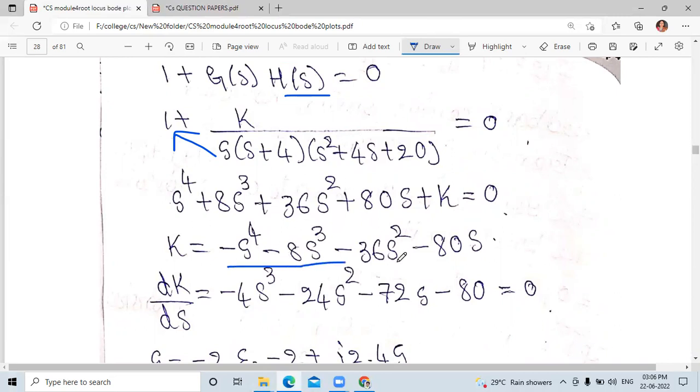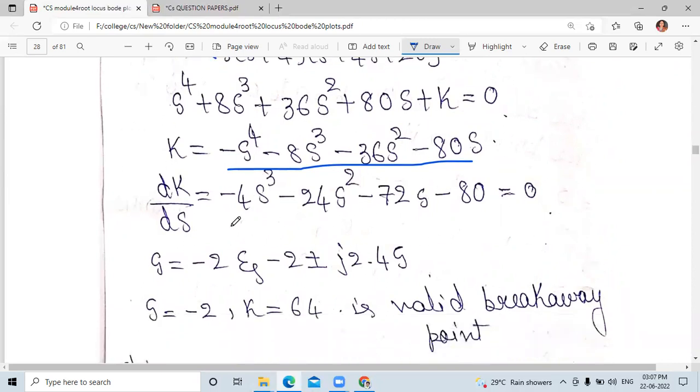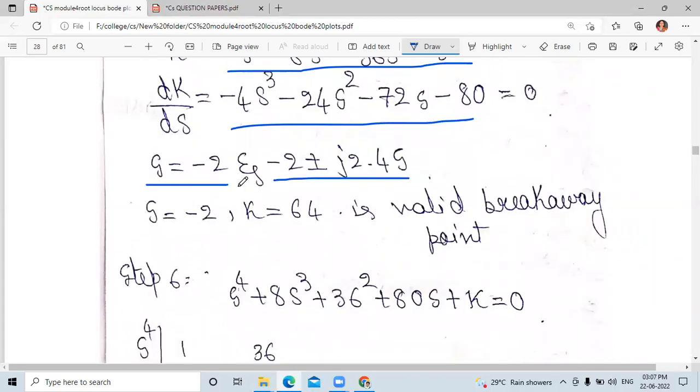So this equation will become minus, and you differentiate this equation with respect to s. What you'll get is minus 4s cube minus 24s square minus 72s minus 80 equals 0. So what are the roots of this equation? We get s equals minus 2, and s equals minus 2 plus or minus j2.45. When you substitute s equals minus 2, you get K equals 64. It is a valid breakaway point.